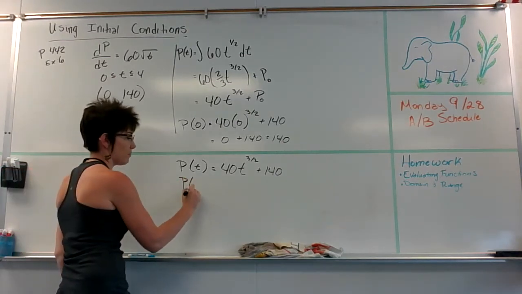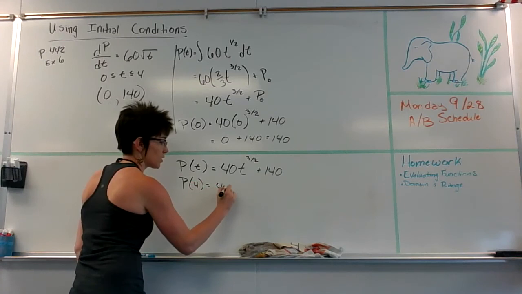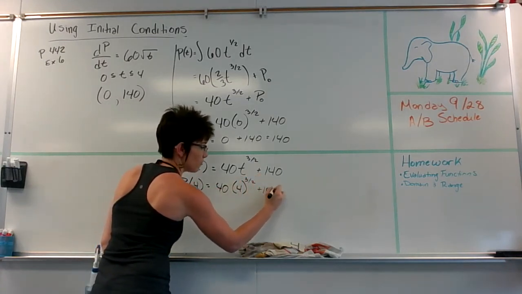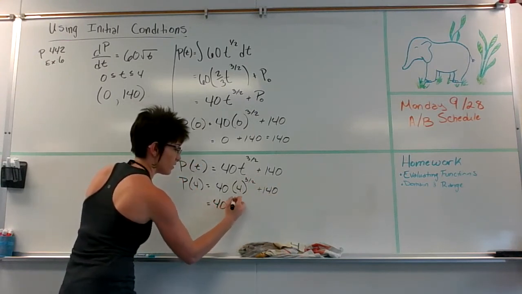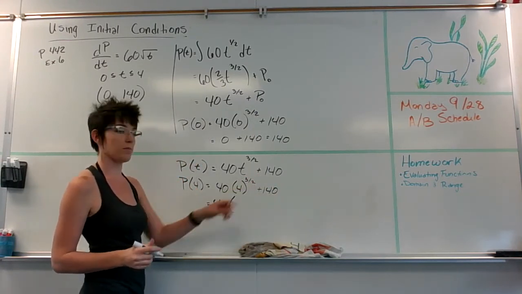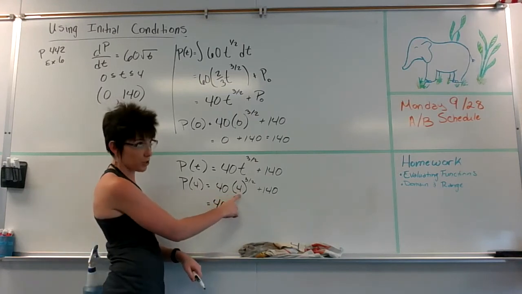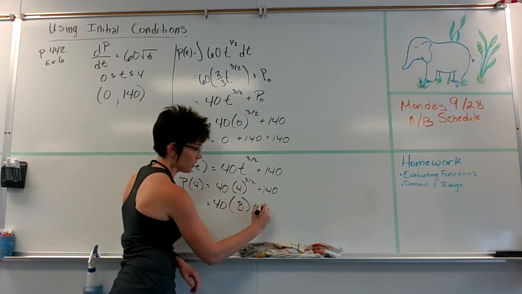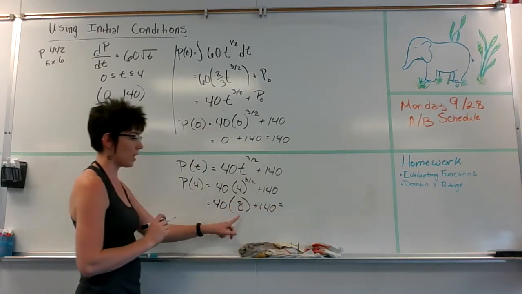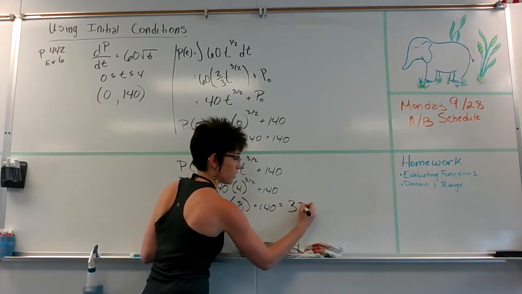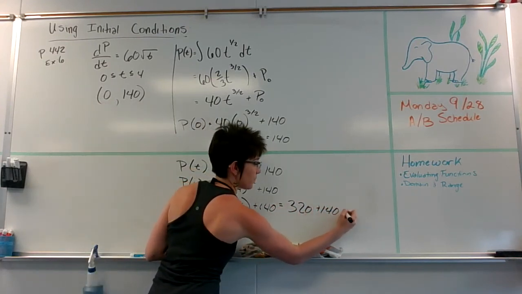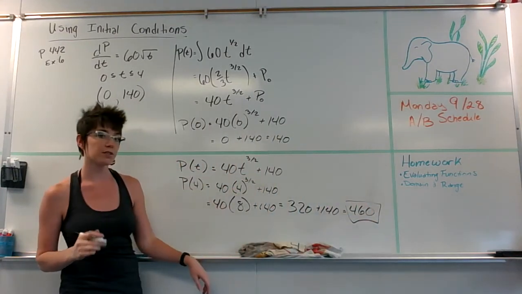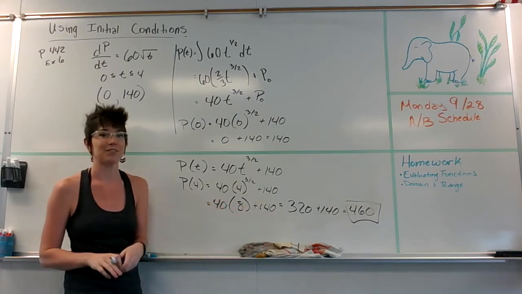Well, that's just a matter of finding P of 4. So I get 40 times 4 to the 3/2 power plus 140. When I evaluate this, I'm thinking about the 2 on the bottom as a square root. So the square root of 4 is 2. And then if I cube that, I get 8. 40 times 8 is 320, plus that initial 140. And that gives me 460 fish. So after 4 years, there were 460 fish in that lake.